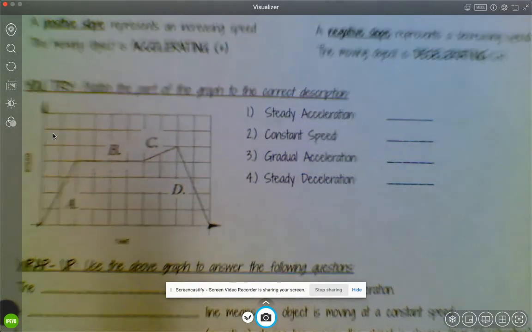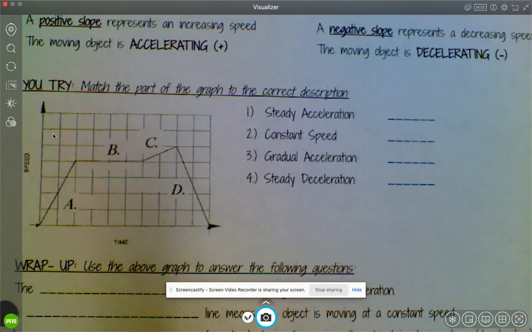So when we look at this on our graph, we want to match these up. Take a minute, pause the video right now, and give yourself a chance to match these up. Okay, and you're back. So let's look at these.